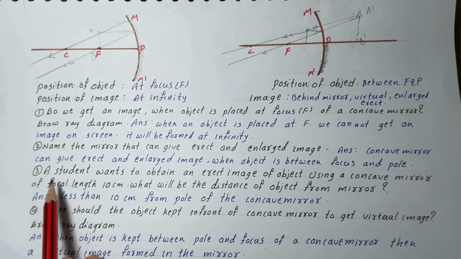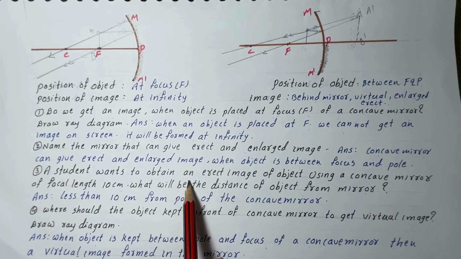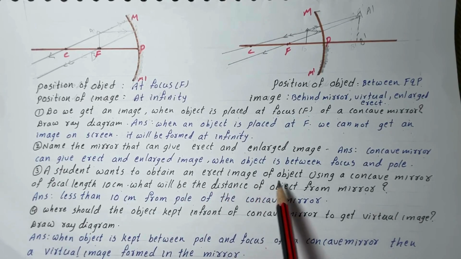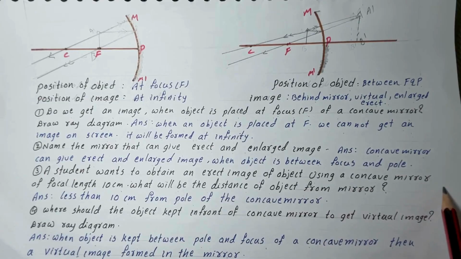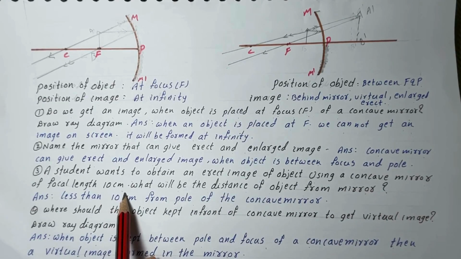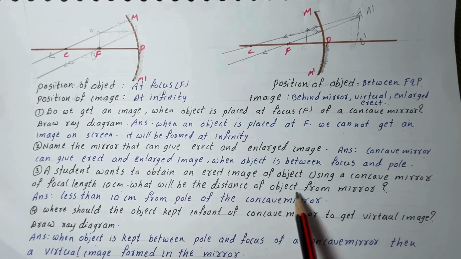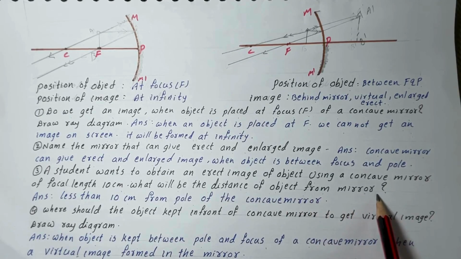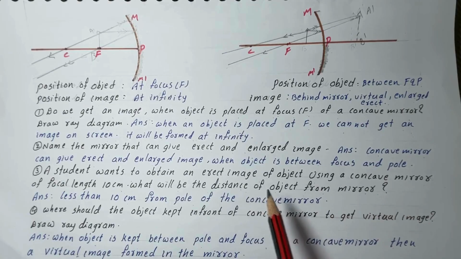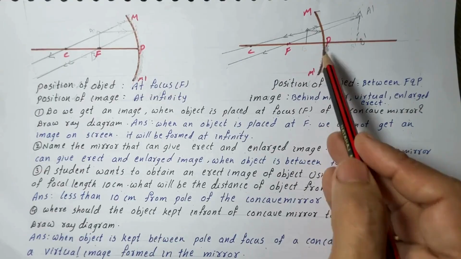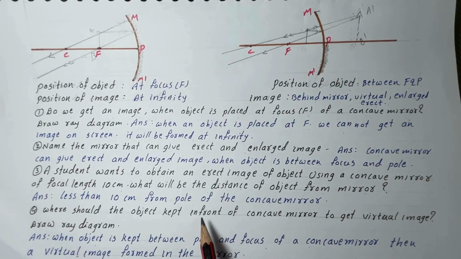Third question: a student wants to obtain an erect image of an object using a concave mirror of focal length 10 centimeters. What will be the distance of the object from the mirror? To obtain an enlarged and erect image, we have to keep the object between F and P, so its distance should be below 10 centimeters. So our answer is less than 10 centimeters from the pole of the concave mirror.